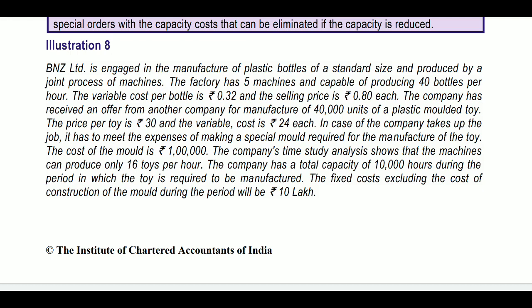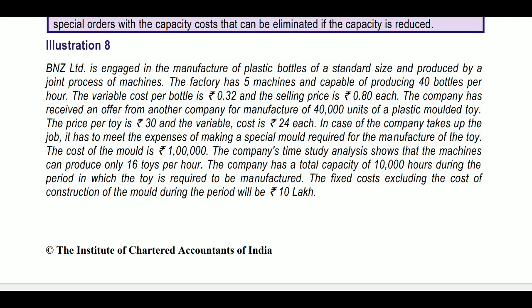So it has 5 machines and will produce 40 bottles, and the variable cost of a bottle will be 0.32 and the selling price will be 0.8. So 0.8 minus 0.32, we will get the contribution for bottles. The company received an offer from another company for manufacture of 40,000 units of plastic molded ties. So we are in bottles, and we got a special order for manufacturing of ties.